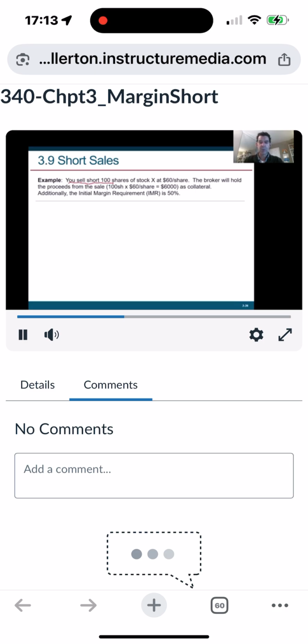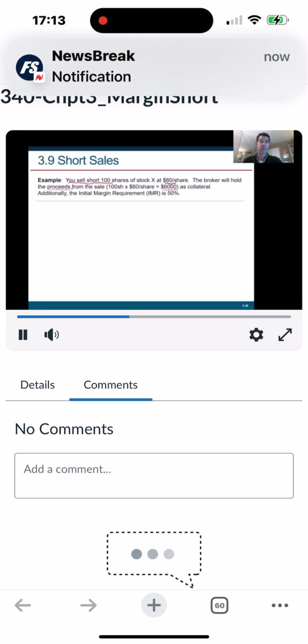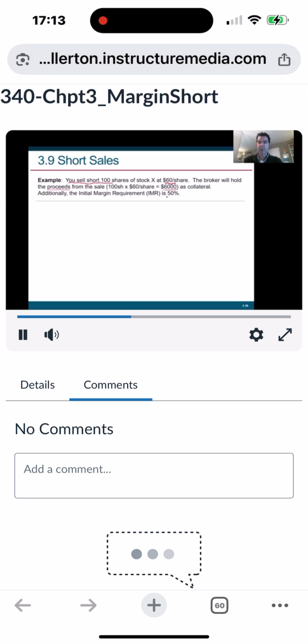So let's say you sell short 100 shares of stock X at $60 per share. Okay, so when that happens, you sell 100 at $60 a share. That's going to generate how much? It's going to generate $6,000. Okay, so the broker is going to hold those proceeds from the sale, that $6,000, as collateral, but that's going to be sitting in your account. You can see it, but you can't touch it. All right, additionally, the initial margin requirement is 50% on a short sale.